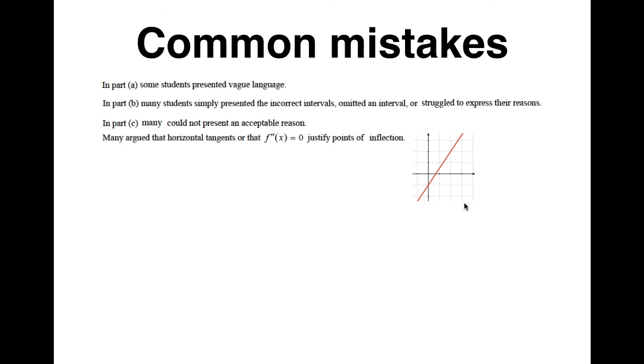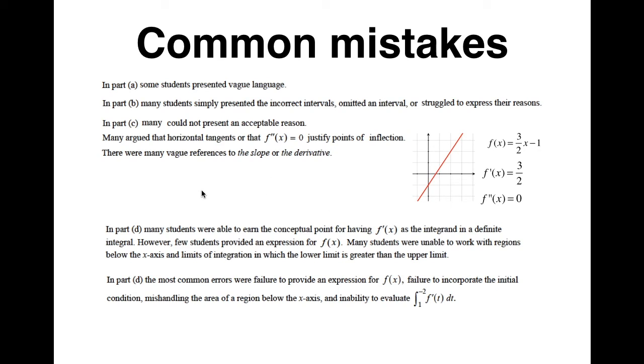Even simpler is the line here, f of x equals 3 over 2 x minus 1. The derivative is f prime of x equals 3 over 2. The second derivative is 0. For any point, the second derivative is 0. However, we would never say that a line has points of inflection everywhere. It doesn't turn at all.